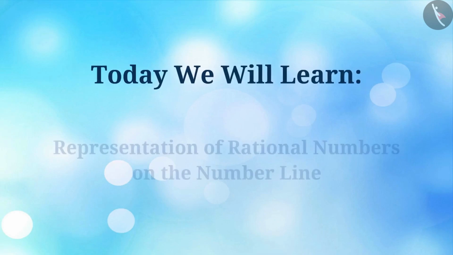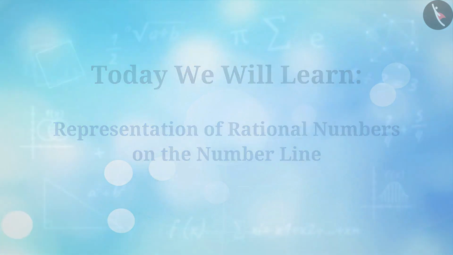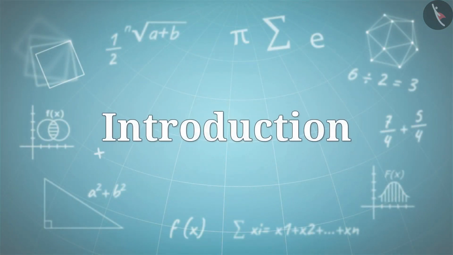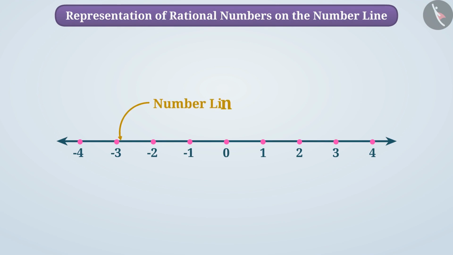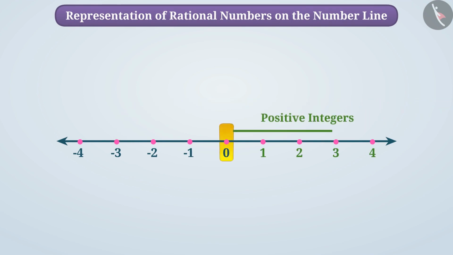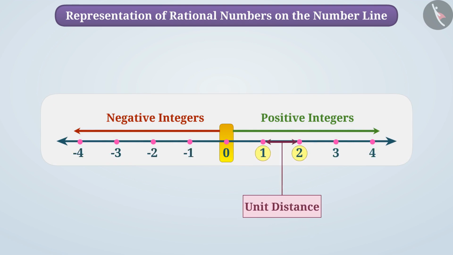Today we will learn the representation of rational numbers on the number line. In the previous class, we represented integers on the number line. Positive integers are represented on the right of 0 and negative integers on the left of 0 on this number line. The distance between any two integers is called a unit distance.